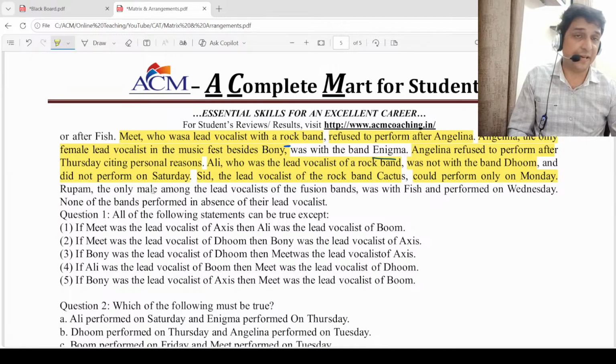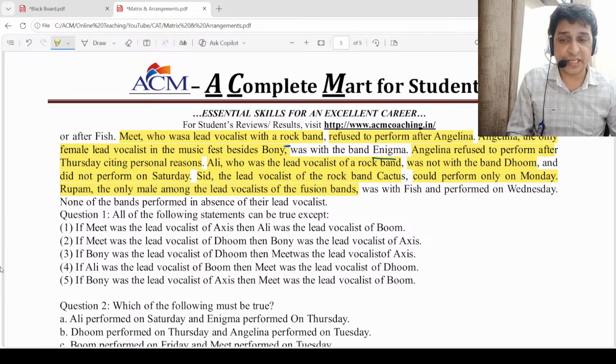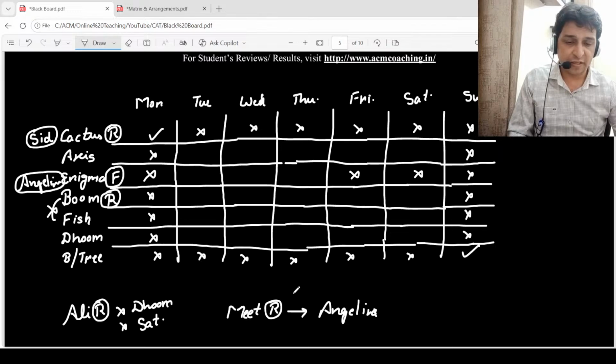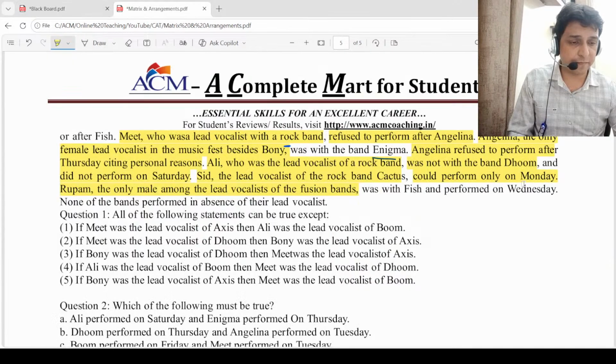Rupam is the only male among the lead vocalists of fusion bands. That means the other two vocalists of fusion bands are going to be female, and there are only two females, Angelina and Bonnie. That means Angelina and Bonnie both are with fusion bands. So Enigma is going to be a fusion band. And another lady, Bonnie, she is also from a fusion band. That also we can write.